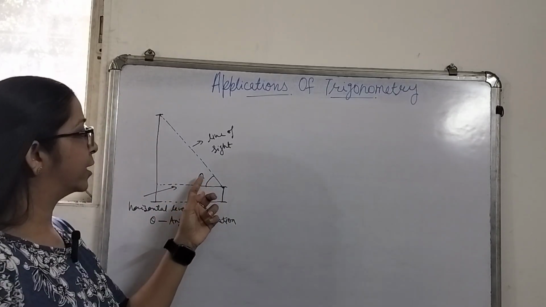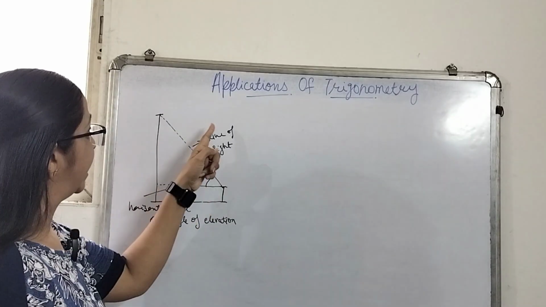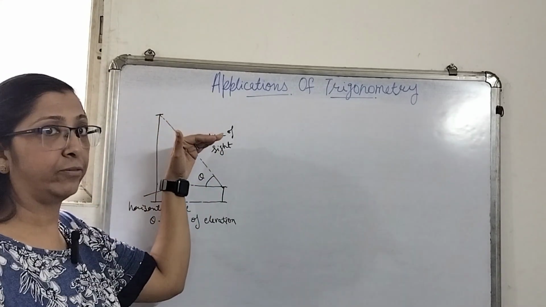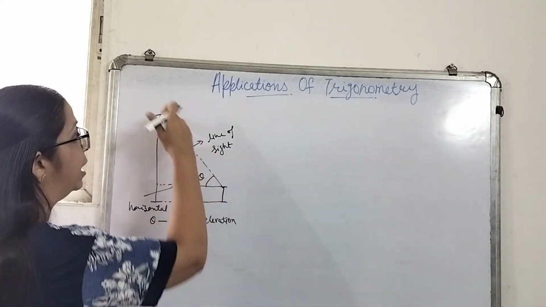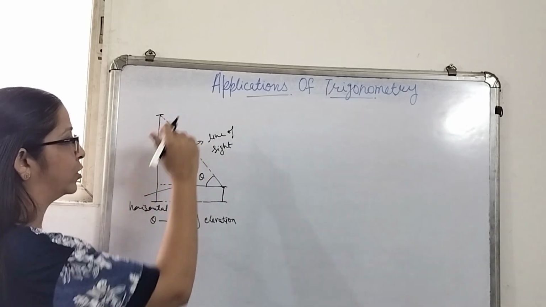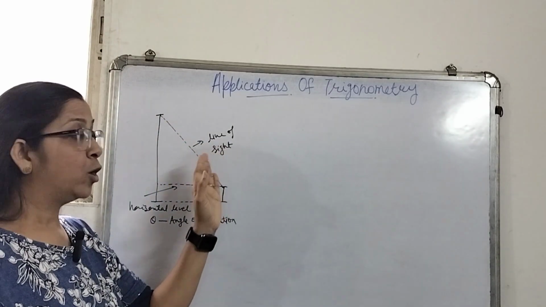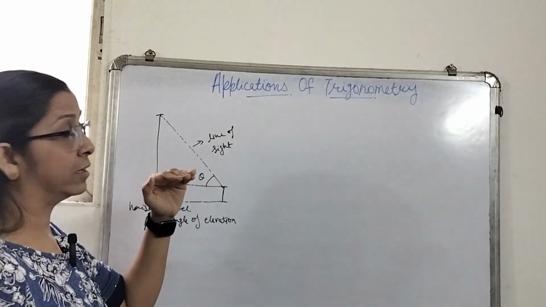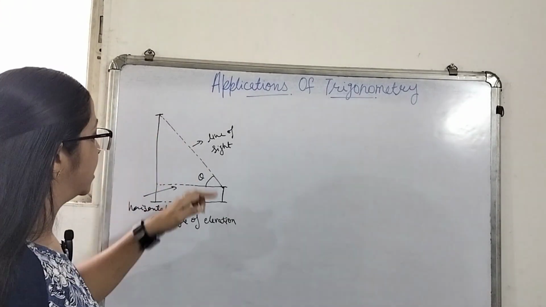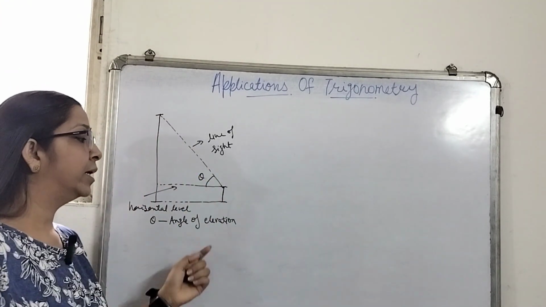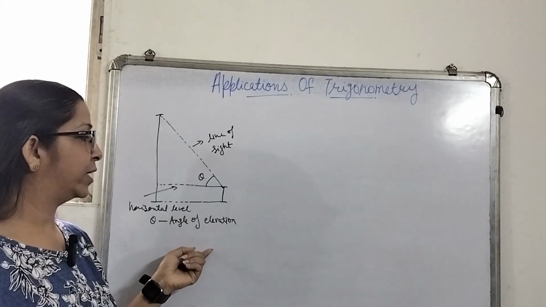Why are we saying this is the angle of elevation? Because your line of sight is above the horizontal level. This is the case when your line of sight is above the horizontal level. When this is the case, or when we have to raise our head to see the object, in such a case whatever angle is formed is known as angle of elevation.